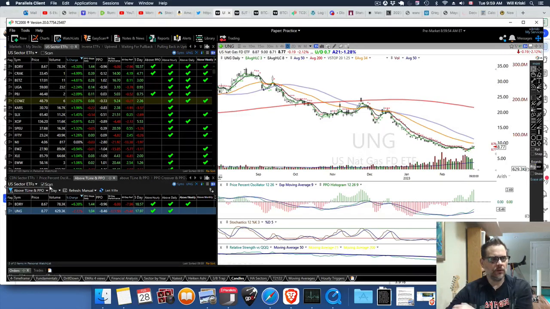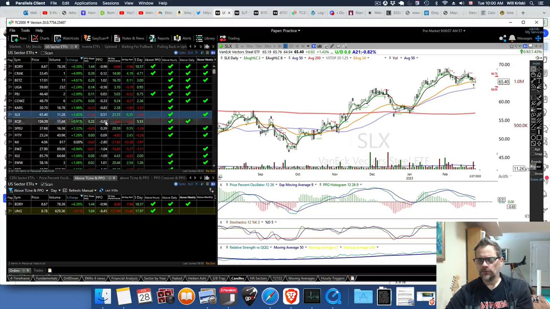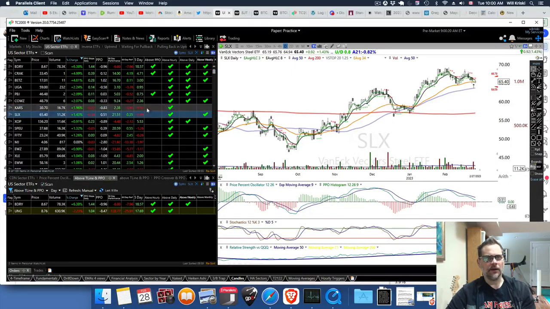So those are two. So right away I can see stock ETFs that are above the 8 EMA and above the price percent oscillator for momentum right away. So that's kind of one of the areas that I want to focus on. So like if I look at steel, I think, oh, it's up 1.4%, but I go down here, I'm down below the price percent oscillator. I don't want to get involved in that. I want to see across. So I can instantly filter out things that I'm not interested in.